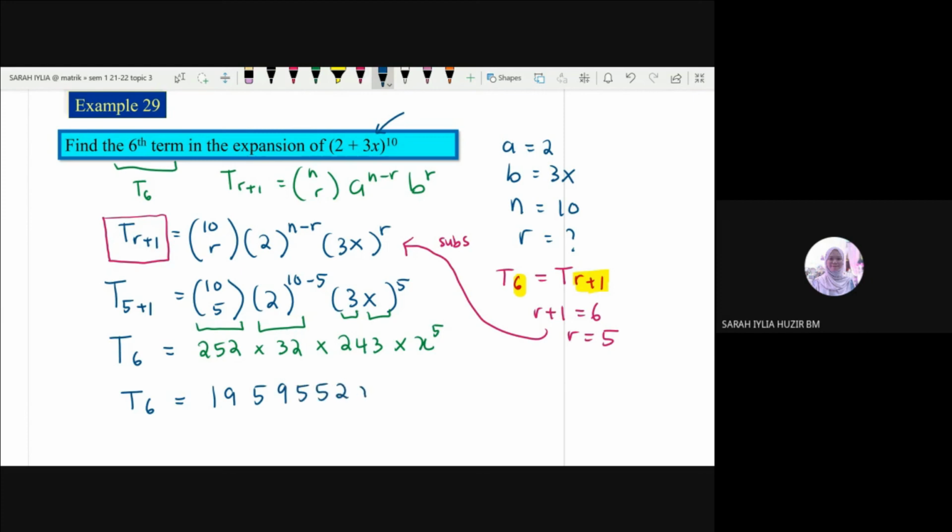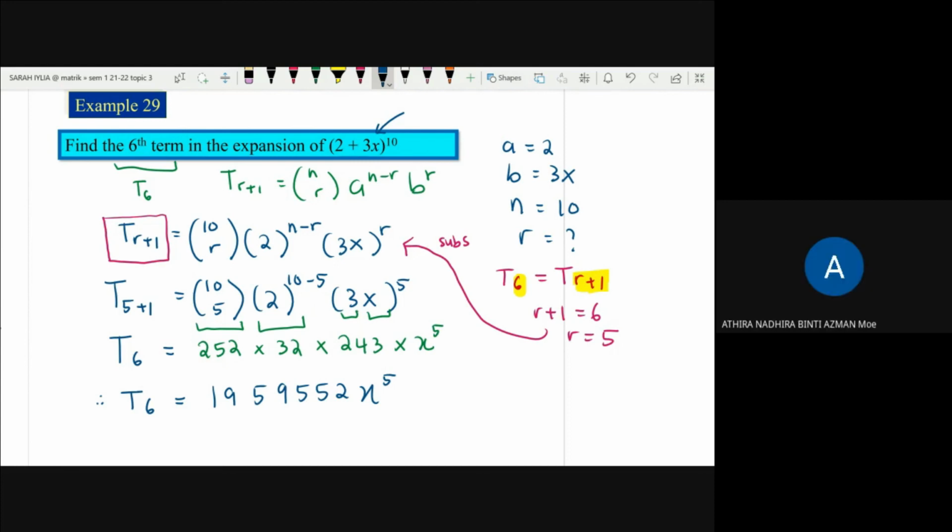1959552 x to the power of 5. That is basically our sixth term. Dia jalan kerja pendek sikit lah. Tak payah nak expand panjang-panjang tadi. Terus dapat term ke-6. Okay.